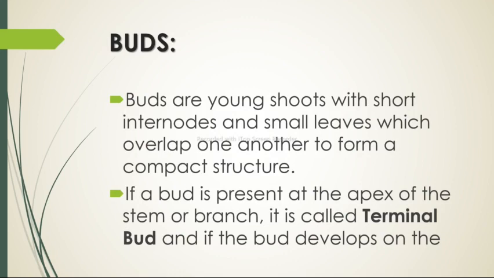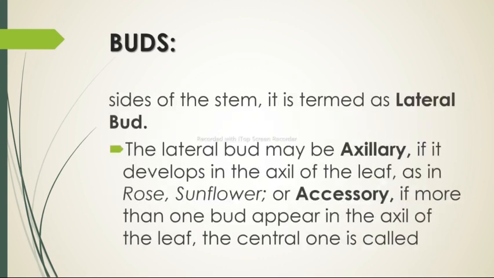Buds are young shoots with short internodes and small leaves which overlap one another to form a compact structure. If a bud is present at the apex of the stem or branch, it is called the terminal bud. And if the bud develops on the sides of the stem, it is termed lateral bud. The lateral bud may be axillary if it develops in the axil of the leaf, as in rose and sunflower, or accessory if more than one bud appears in the axil of the leaf.